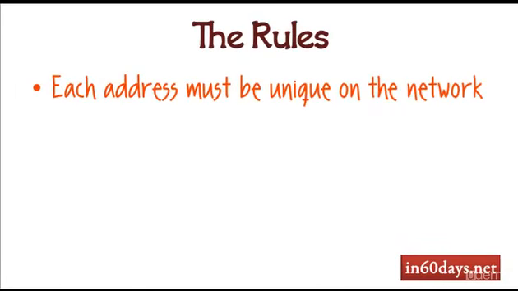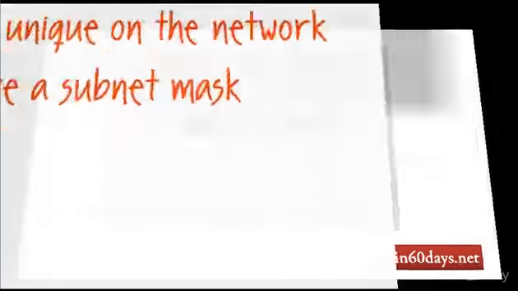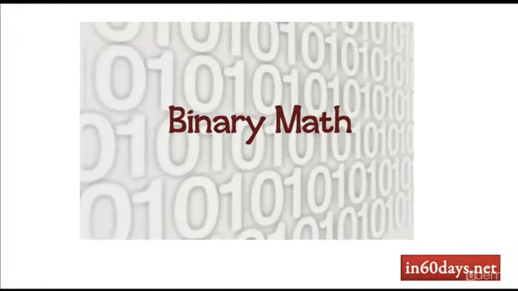The rules for network addressing: each address must be unique. It's pretty much like a house address. Each address must have its own street number and zip code, or if you're in the UK, a postcode. And each address must have a subnet mask, and we'll cover subnetting in another lecture.